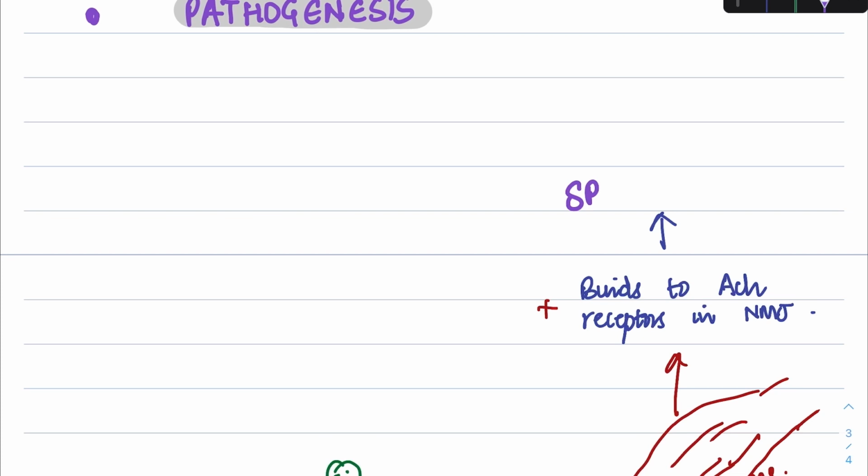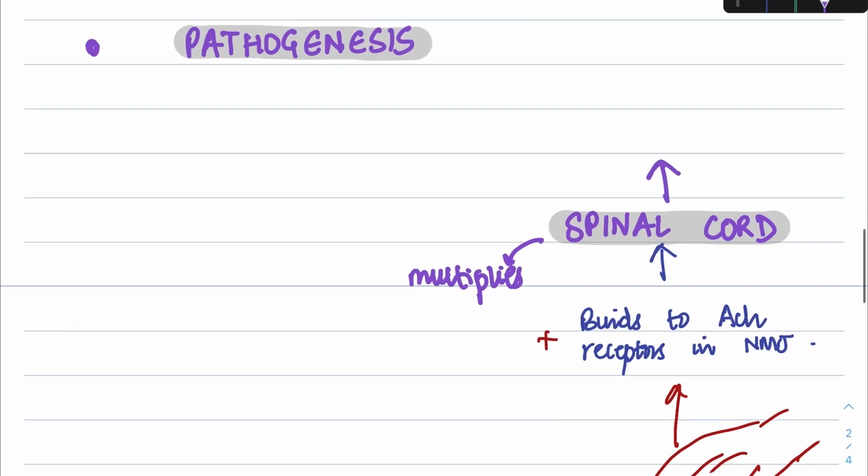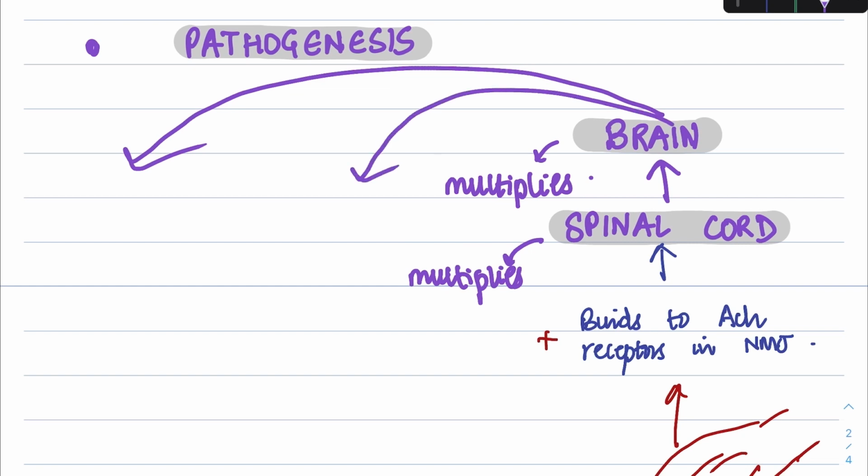Once it binds, the virus ascends upwards into the spinal cord. Once it is in the spinal cord, the virus multiplies further. Again, it ascends upwards into the brain. In the brain, again, it multiplies further. There are two very important sites in the brain where it is present. One is the hippocampus and the other site is the cerebellum.